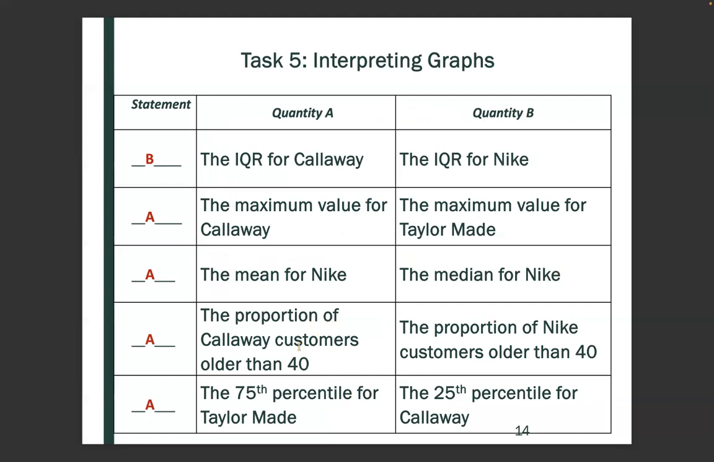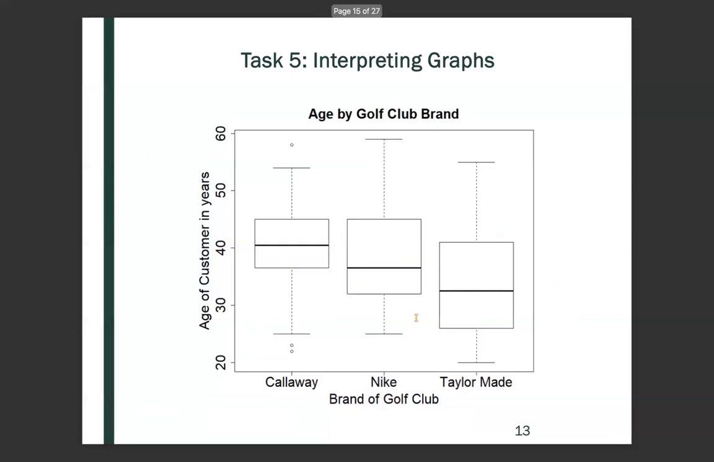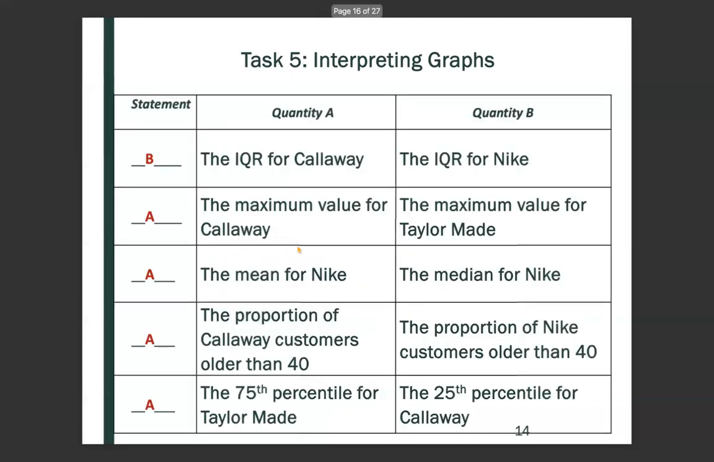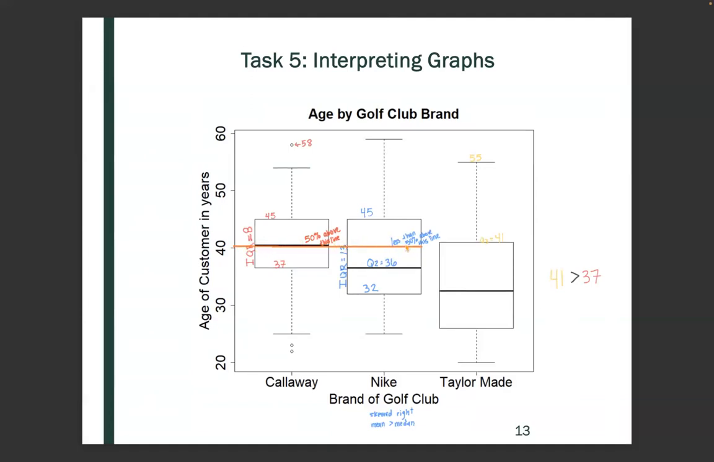Next, the proportion of Callaway customers older than 40 versus the proportion of Nike customers older than 40. So here, 40 is approximately this orange line that I'm drawing through both the box plots. For Callaway, this actually lines up quite nicely with the median, so 50% of the data is above this line. And for Nike, the median is actually below this line, so less than 50% of the data is above this line.